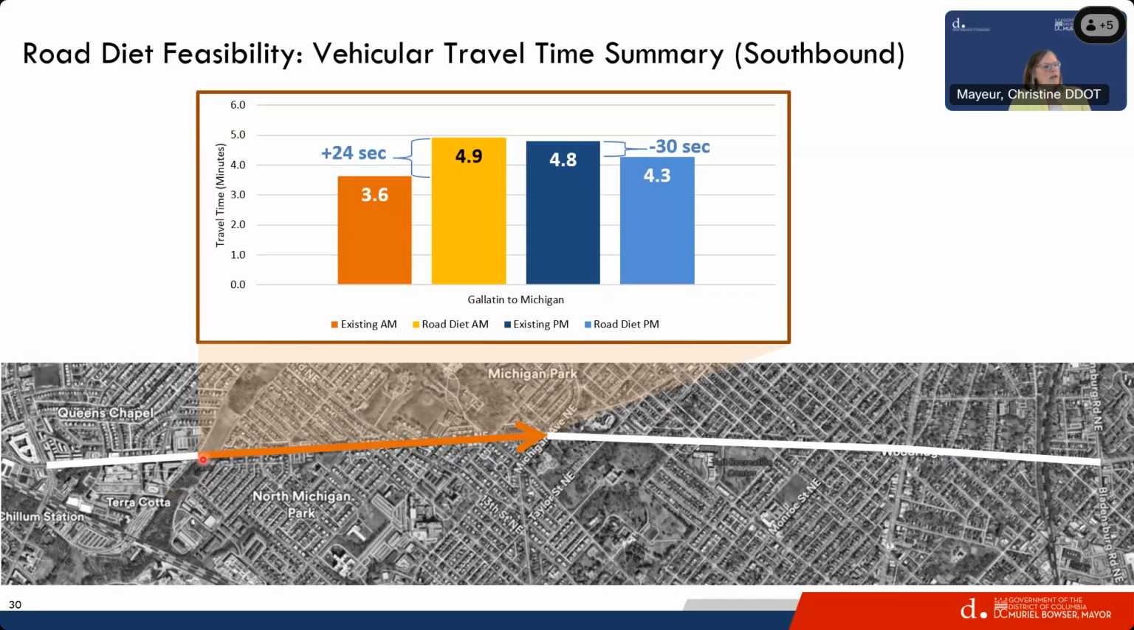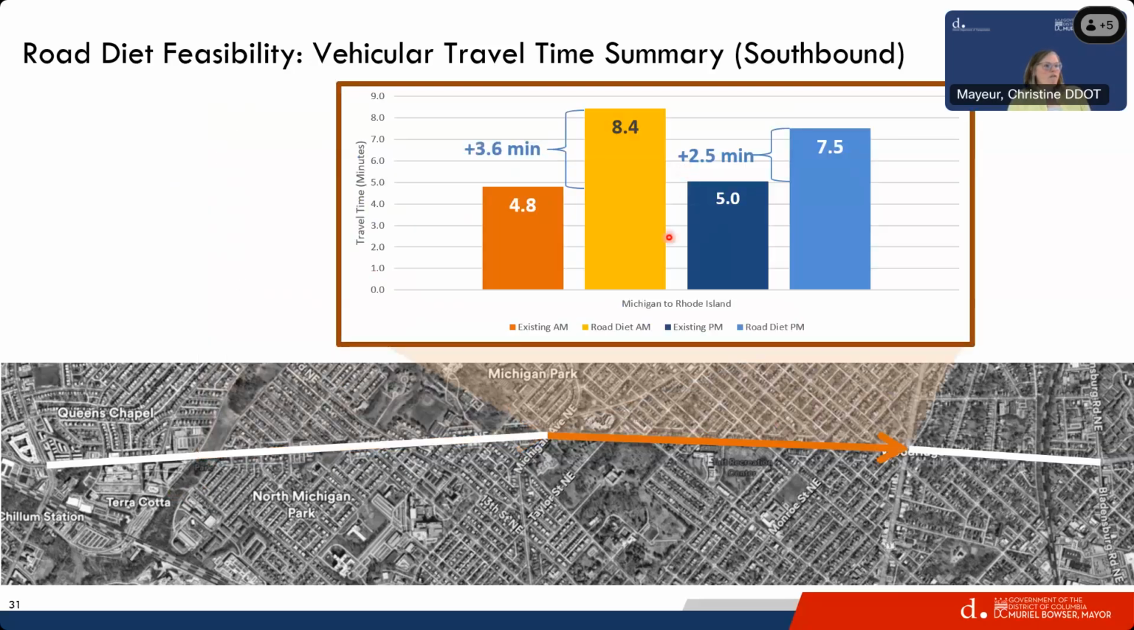From Gallatin, Galloway area down to Michigan, in the morning, we'll see about a 24-second difference in the travel time. In the evening, we see a reduction in time, about 30 seconds. From Michigan to Rhode Island, we see in the morning about a 3.5 or so minute increase in travel time. And then in the evening as well, another 2.5-minute increase for that segment to get through.